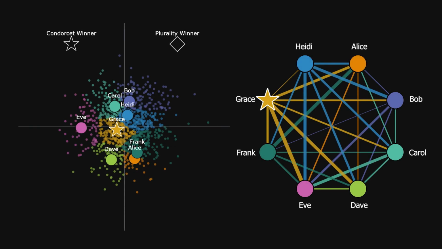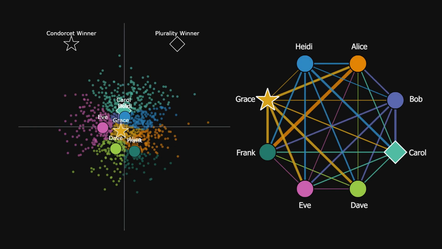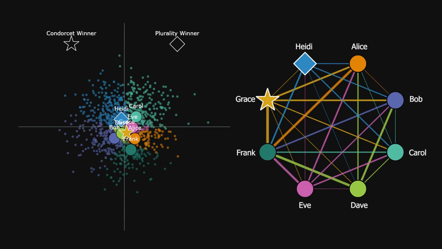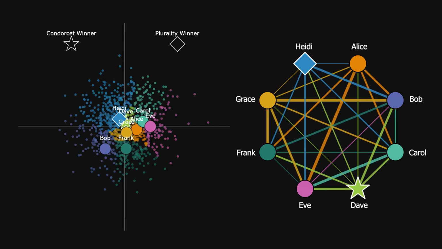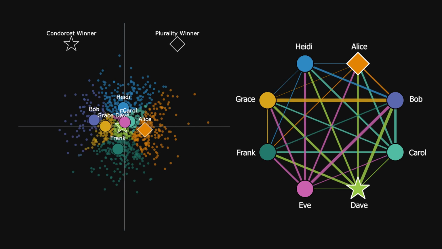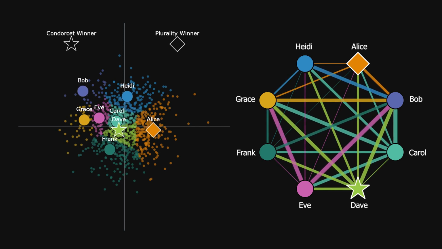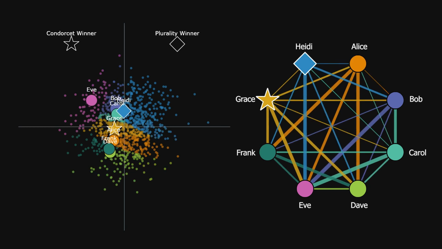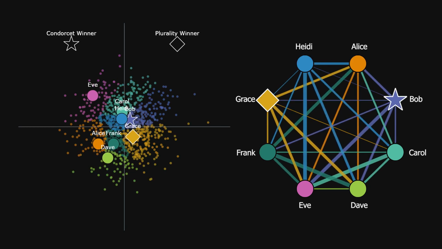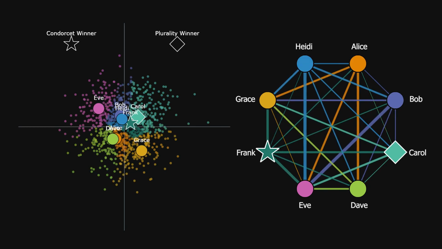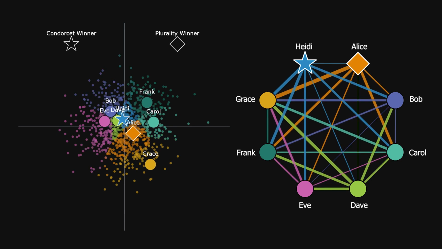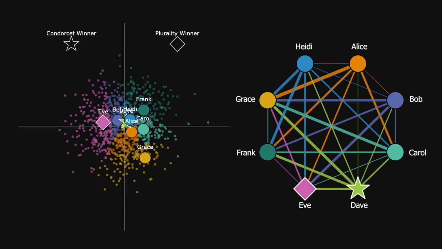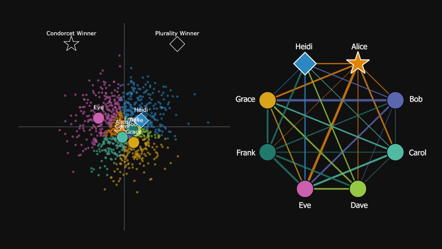Alright, now just like with the plurality and instant runoff voting systems, we can simulate how well Condorcet systems do when we move the candidates around. As they move around, you'll notice that the Condorcet winner is very stable at the center of the population. This is because the spoiler effect is almost entirely eliminated since we're looking at every possible pair of candidates. You'll also notice that the Condorcet winner is different from the plurality winner more often than not.